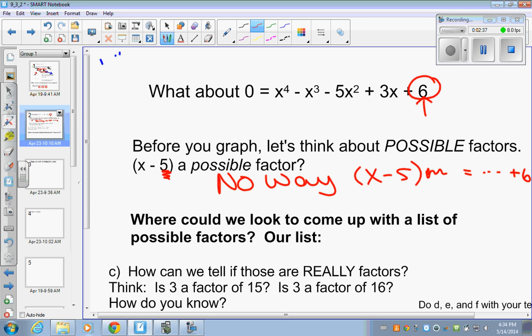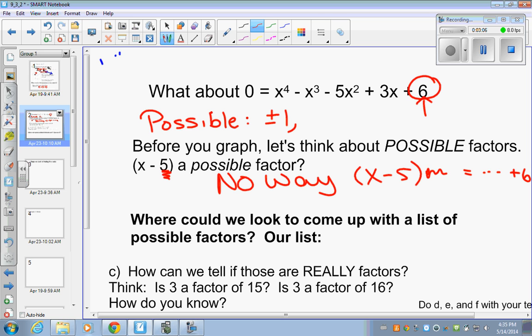It's impossible. But what are some possible factors, and how can we tell what they are once we know? So let's just list out the possibilities. Possibilities are going to be any factor of 6 in this case. So it might be positive or negative 1. Talk to your partner about other factors that it could be. Just take a couple seconds. The sub will pause it.